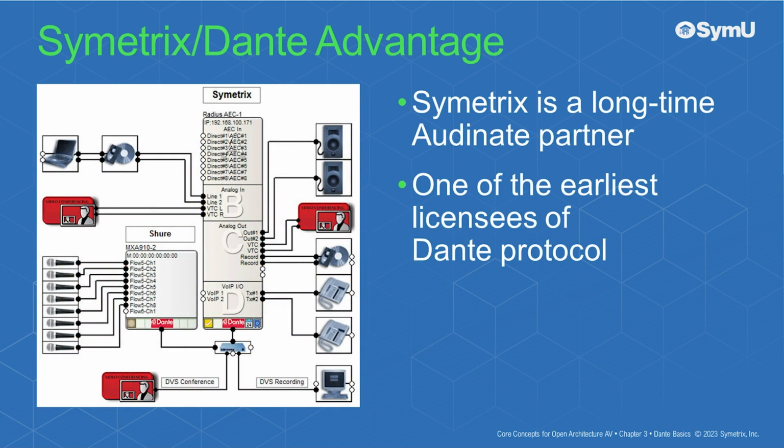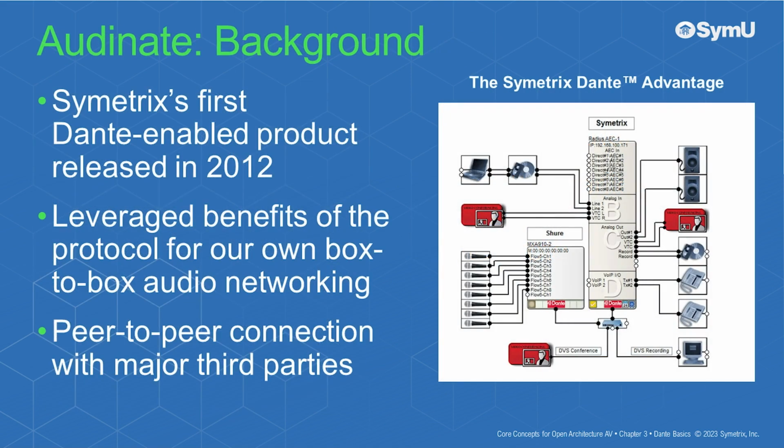In 2007, Symetrix recognized the need for a standardized high-performance digital audio networking protocol, not only for our own products but for the pro audio industry at large. After considerable research, we aligned with Audinate to become one of the earliest licensees of the Dante protocol. Since the introduction of our first Dante-enabled product in 2012, we've leveraged the benefits of the protocol for our own box-to-box audio networking, as well as for peer-to-peer connection with major third parties including Yamaha, Shure, and Audio-Technica.